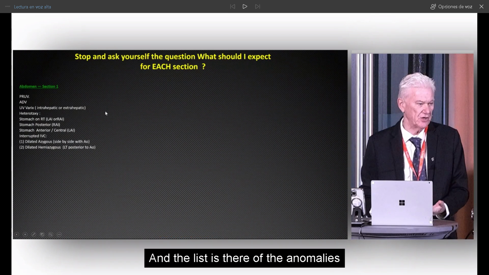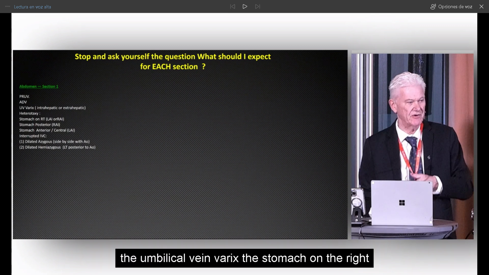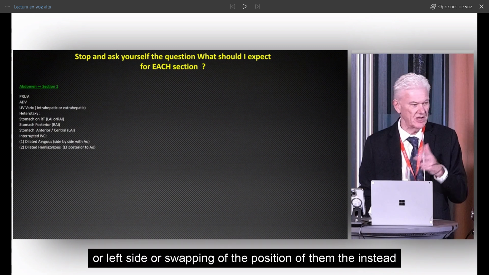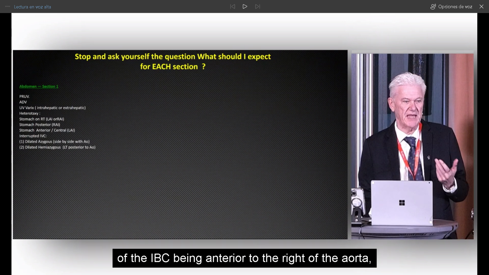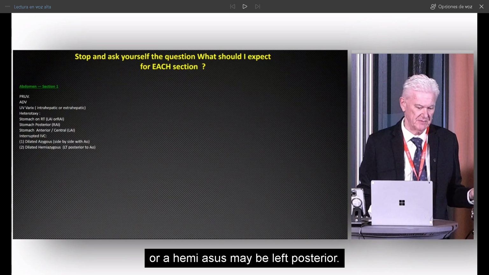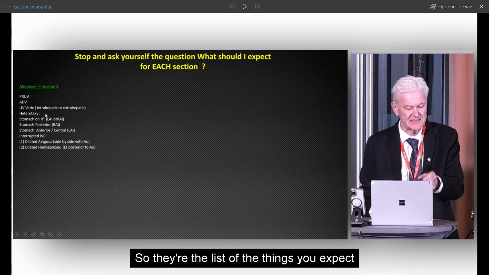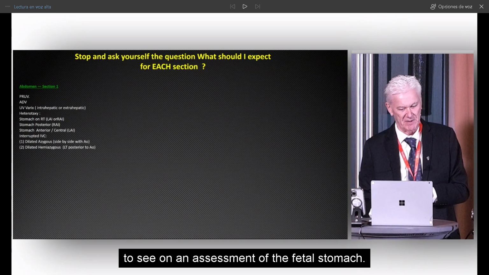The list is there of the anomalies that you're specifically looking for: the absent ductus venosus, the umbilical vein varix, the stomach on the right or left side, or swapping of the position of them. Instead of the IVC being anterior and to the right of the aorta, they may be side by side, or a hemiazygos may be left posterior. So that's the list of the things you expect to see on an assessment of the fetal stomach.